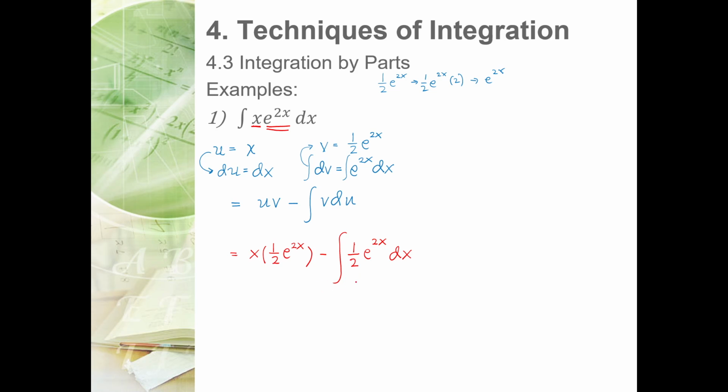So notice that we can now simplify this even further. This one is 1 half x e to the power of 2x, then getting 1 half outside the integral symbol, this becomes e to the power of 2x dx. As you can see, we can fully integrate this because it is a basic formula. The integral of e to the power of u du is equal to e^u plus c. But again, since we have a coefficient, that will be 1 over a e to the power of au.